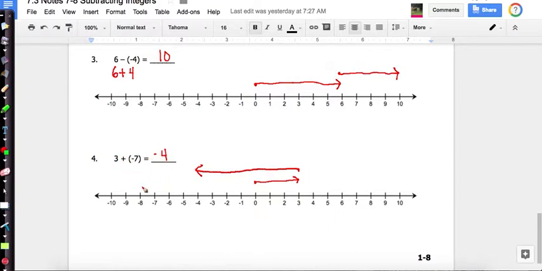Now, if we think back to our integer rules, when we're adding a negative and a positive, we subtract. 7 minus 3 is 4, and we keep the sign of the most, so negative 4.